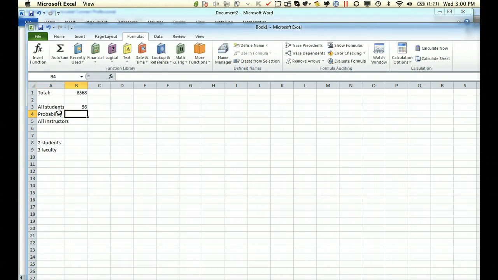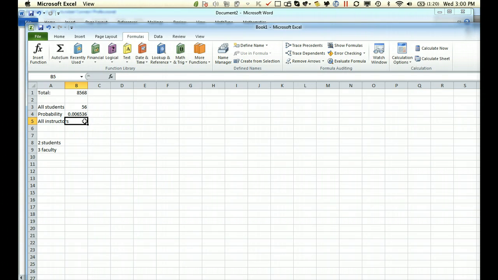In order to find the probability, I just have to divide the 56 by 8,568. We can actually do this in Excel. By typing the equal sign, it tells Excel, become a giant calculator. 56, I can click on the cell, divided by the slash, the total. And there you have your probability. You're welcome to round to 3 or 4 decimal places, whichever you choose.